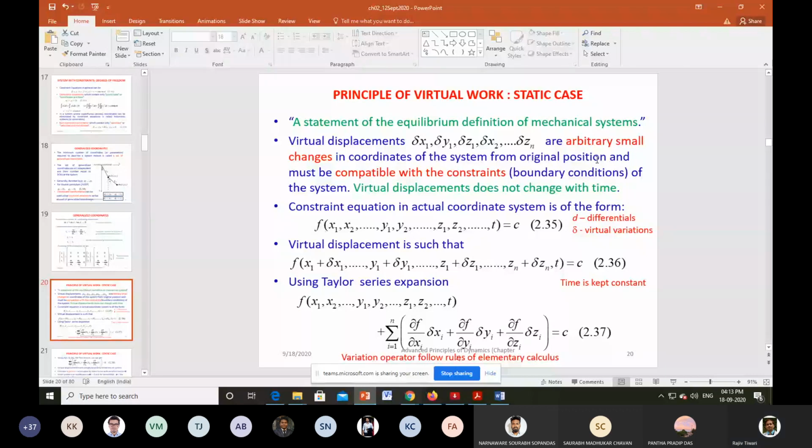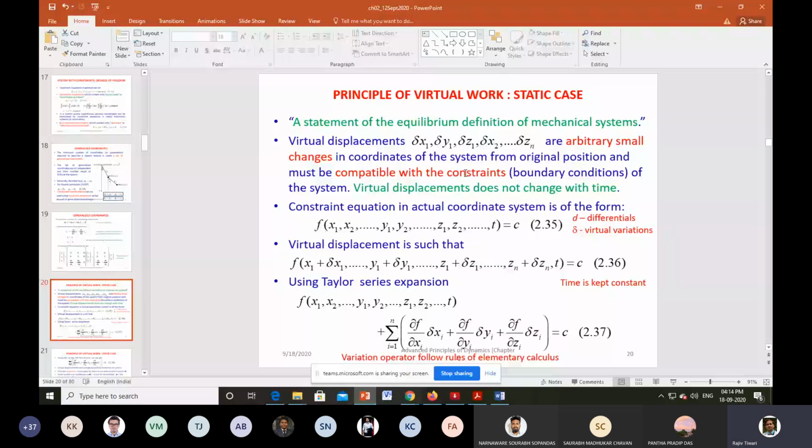So a system is occupying a static equilibrium position. We will give some small deviations, small arbitrary changes in the coordinates, and those changes should satisfy the constraints or boundary conditions of the problem. If there is a fixed support in a beam, we know that the displacement should be zero or the slope should be zero at the fixed support. So the variation at the fixed support we cannot give, because we need to respect the constraints of the problem.